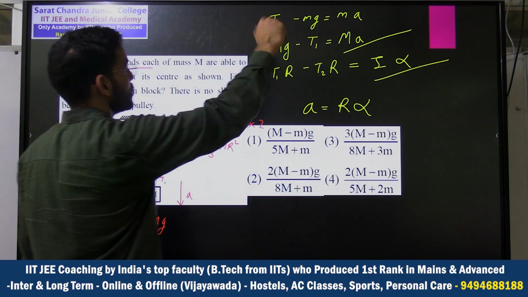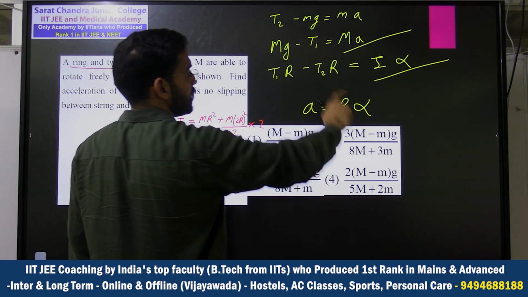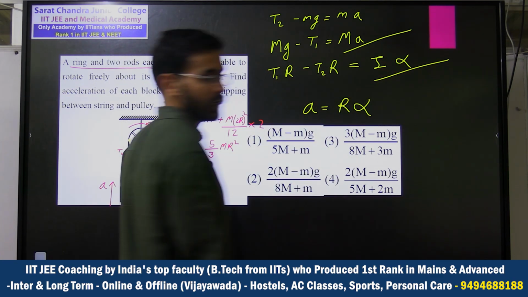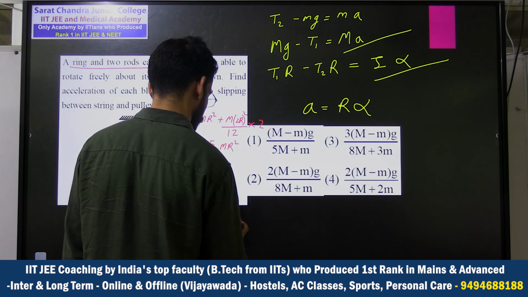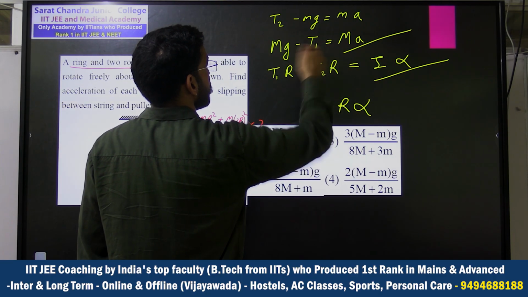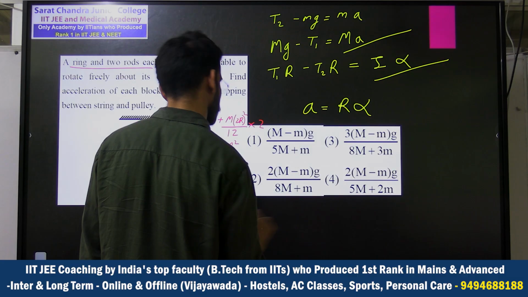One equation you can bring. T1, T2 values put here, and then the alpha value put here. The whole equation will come in A. Getting my point? So what is the T1 value here? T1 is capital Mg minus capital Ma, right?